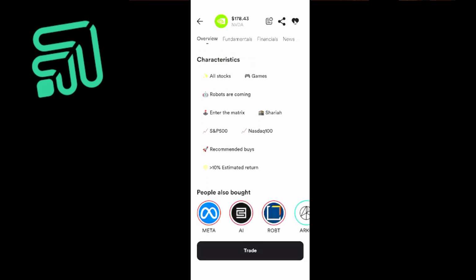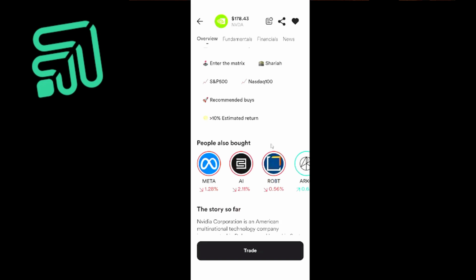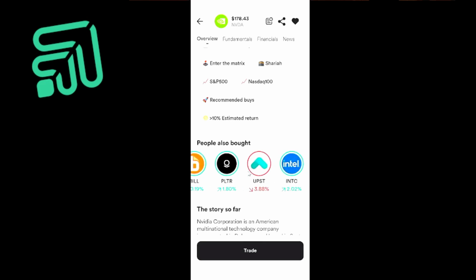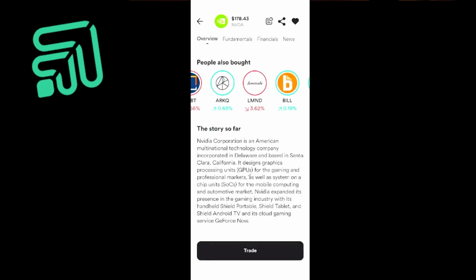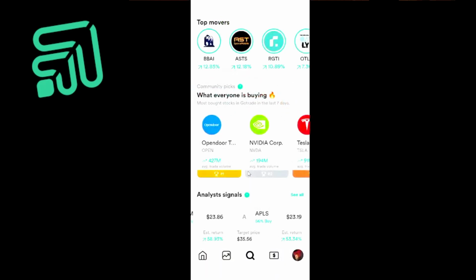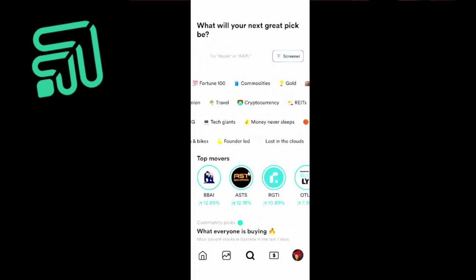And then some characteristics that correlated to NVIDIA stock. And they also have recommendations below. People also bought this when they bought NVIDIA. So again, at the bottom is a summary about the company. Okay, so that's your search part.